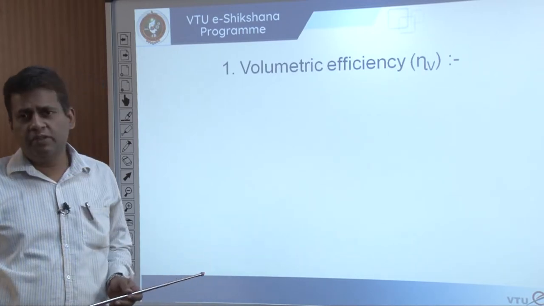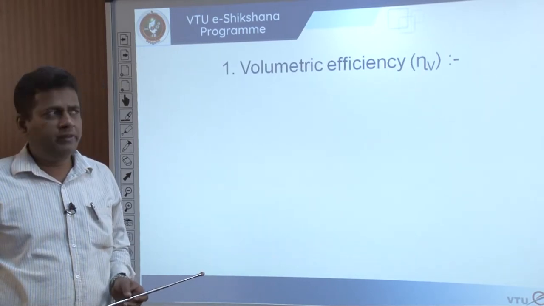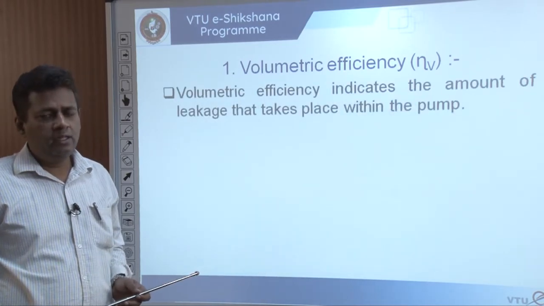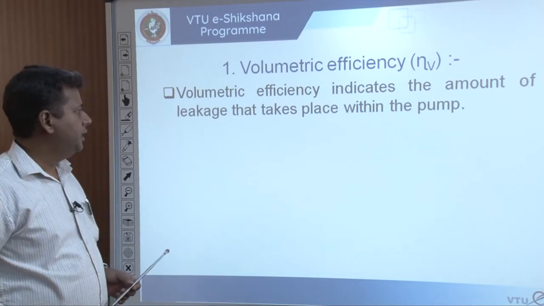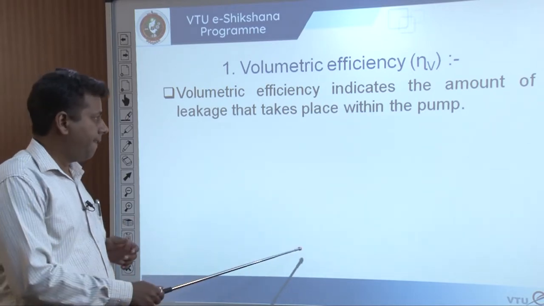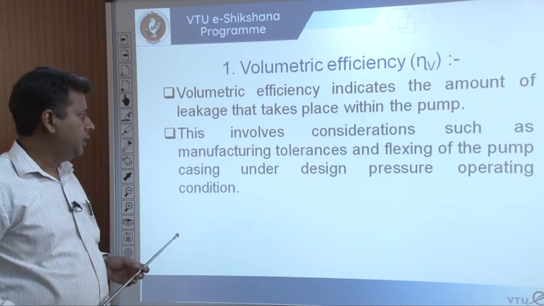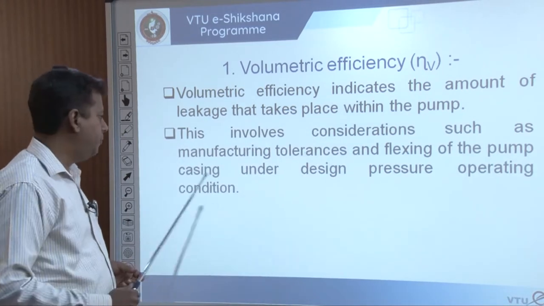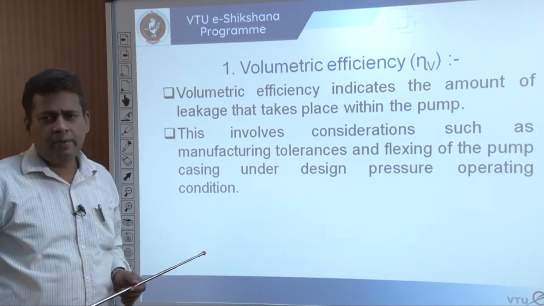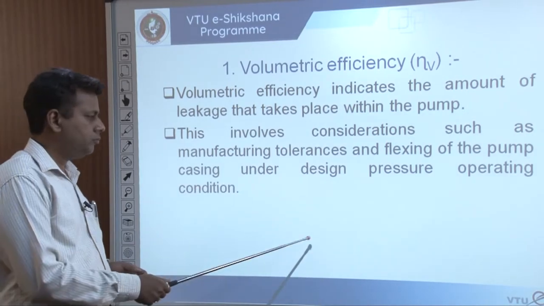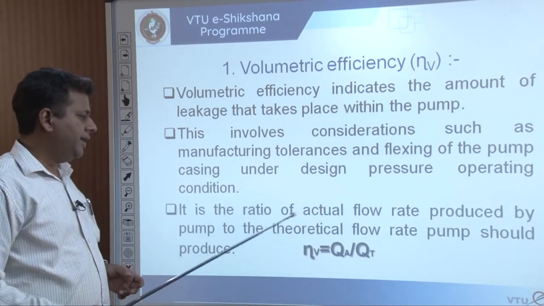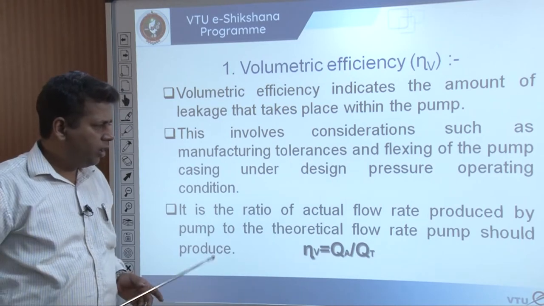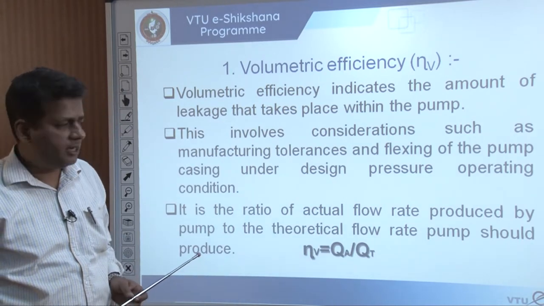So the first efficiency which we are going to study is volumetric efficiency. Volumetric efficiency indicates the amount of leakage. It involves considerations such as manufacturing tolerances, flexing of pump casing under design pressure, and operating condition. The ratio of actual flow rate to theoretical flow rate is defined as volumetric efficiency in terms of percentage.